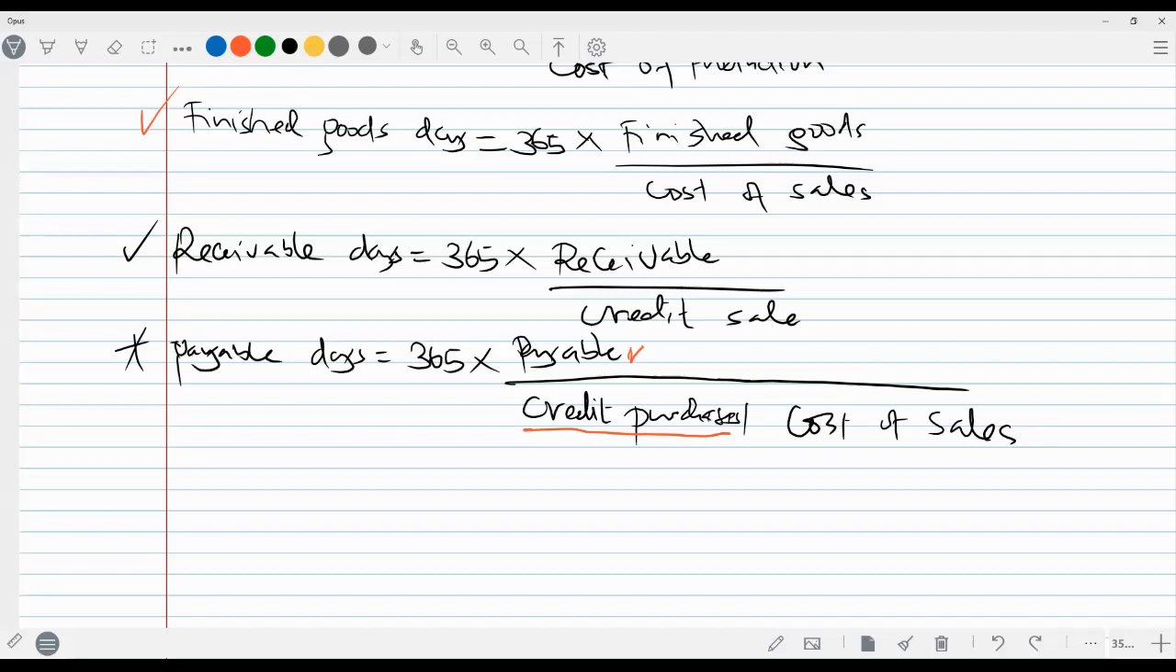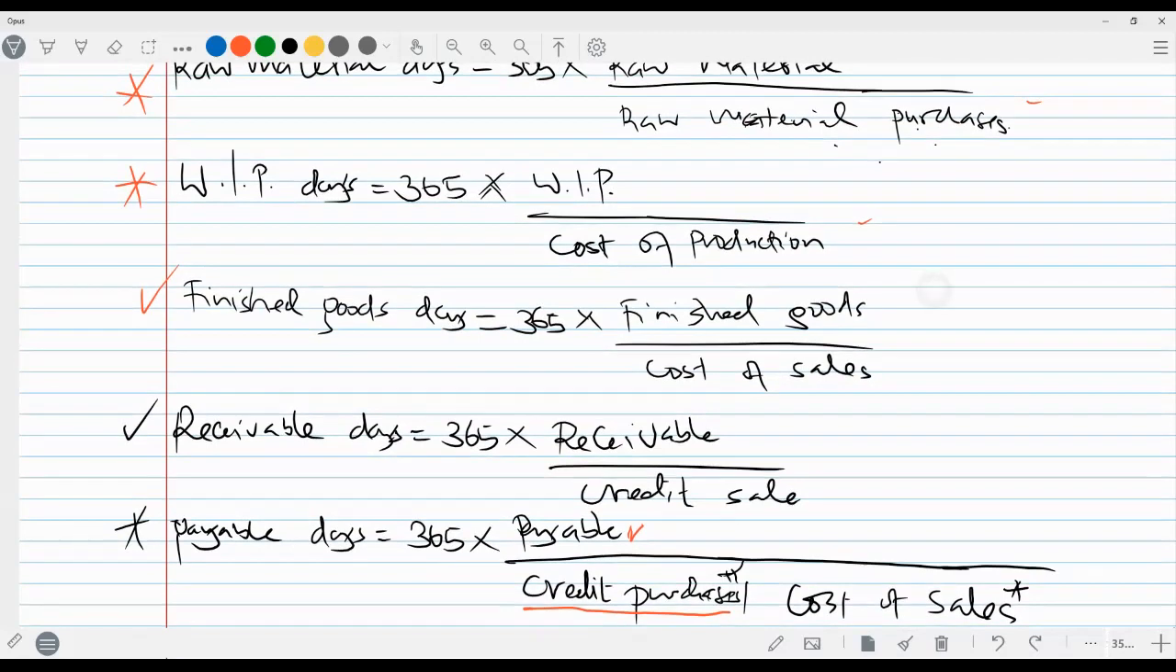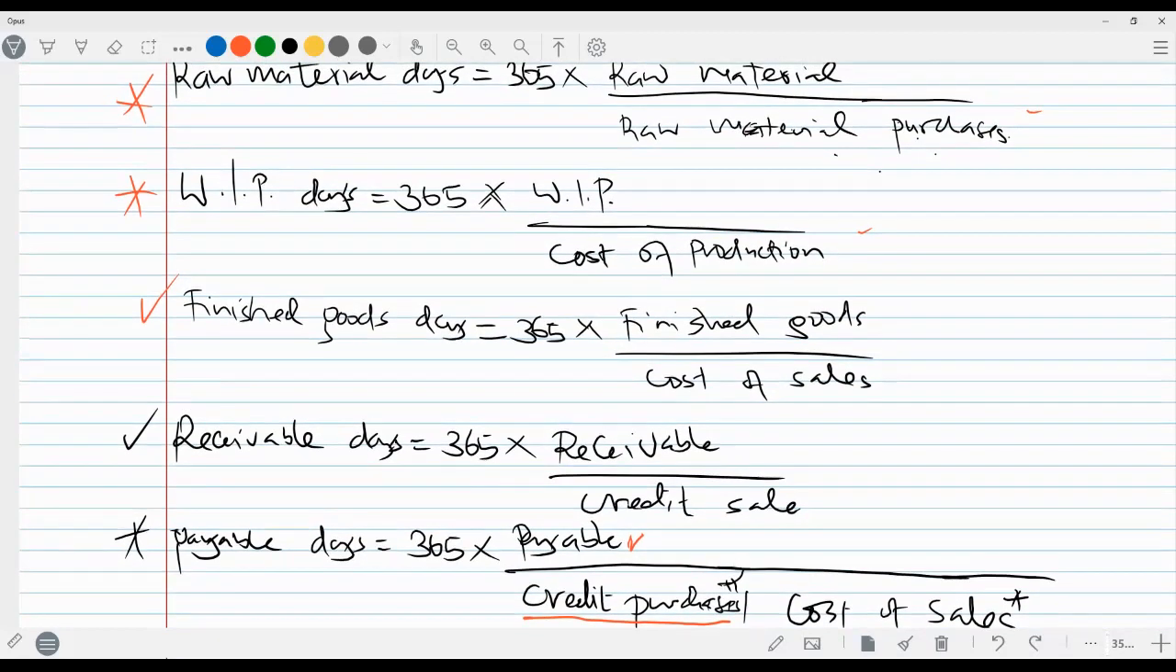And actually, this is what you normally use most often than not, unless the exam gives you the credit purchases, which is very unlikely to happen. So you use the cost of sales. And that's how we get the cash conversion cycle. Those are the formulas used when it comes to getting the cash conversion cycle. I hope they are all clear. So these formulas you have to know them.